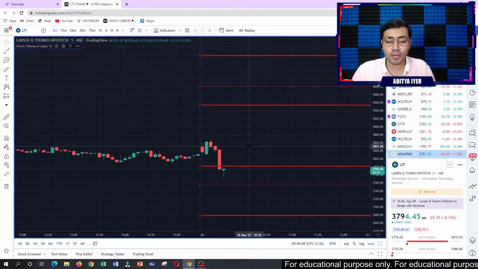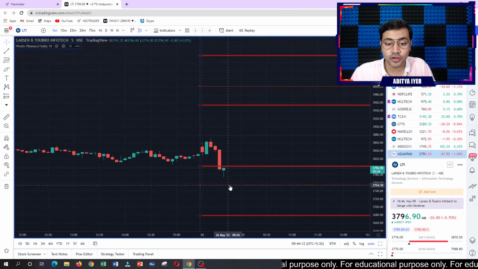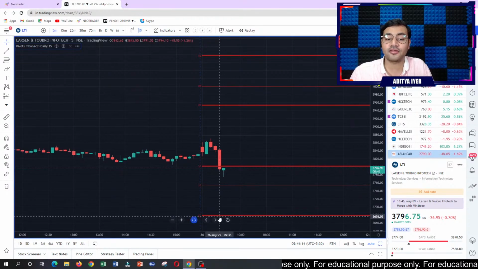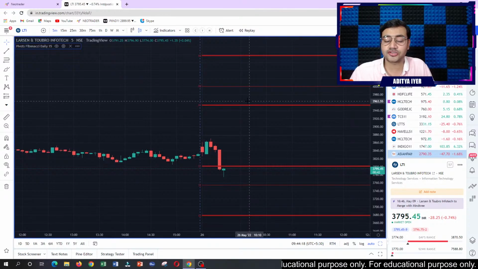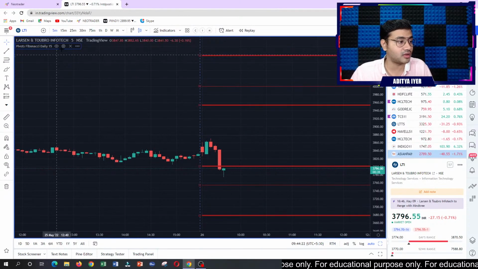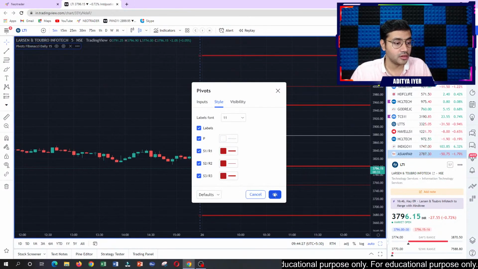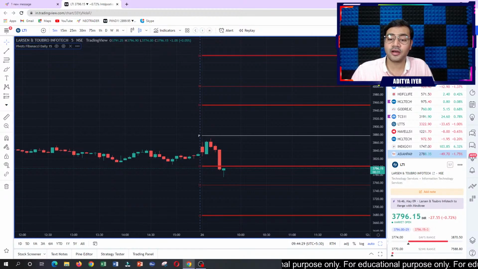So how do you action this? You can take a short below S1. You can take S2 and S3 as your targets. You can keep R1 as stop loss. In this particular case, R1 is too far, so let me look at the pivot point. All right, the pivot is over here. I can choose pivot as my stop loss as well.